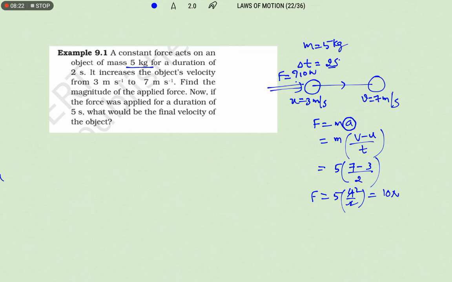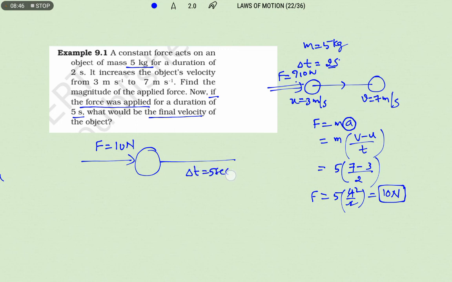Now they are extending the question. If the force was applied for a duration of 5 seconds, that means if the same force is applied for a duration of 5 seconds, then what will be the final velocity? Now the scenario will be like this. Now the force is known. What is the magnitude of the force? 10 newtons. How long is it acting? So delta t is 5 seconds. What is the initial velocity? 3 meter per second. Then what will be the final velocity of the body?